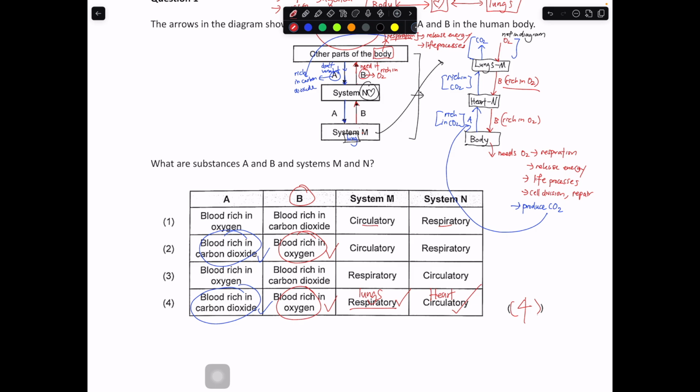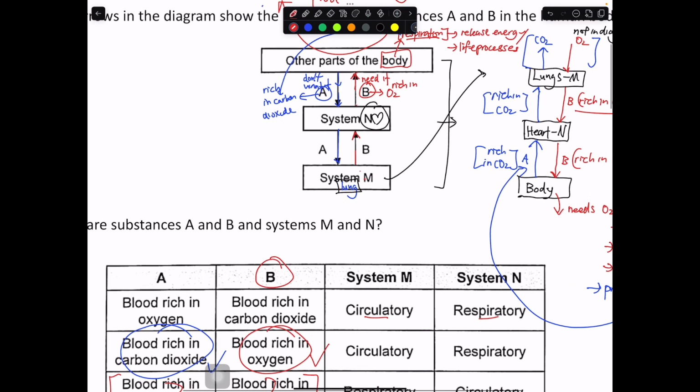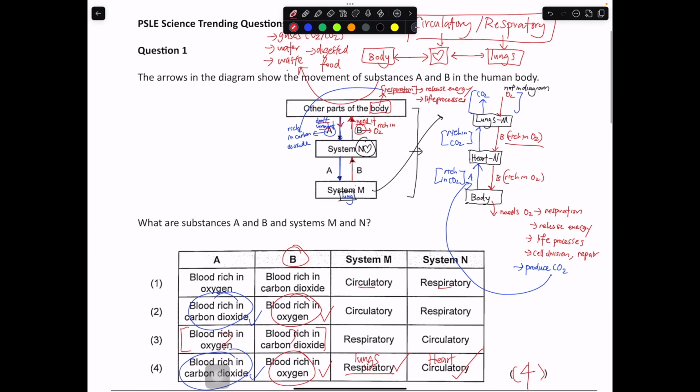Normally people can't select the correct answer maybe because they read the arrows wrongly. So the key or the trick is: arrow going in means needed, arrow going out means not needed. That will be the key idea.